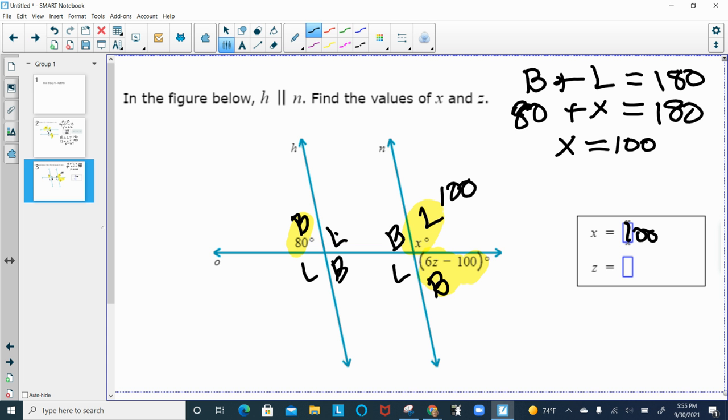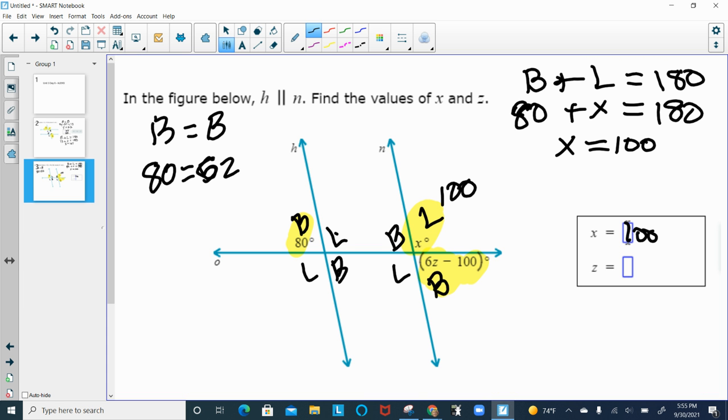So then in order to solve for your variable Z, it's right here. You're going to recognize that this is a B and this is a B. That's one way to do it. You could say B equals B. So you could say 80 equals 6z minus 100. And I like to put a little slash through my z.